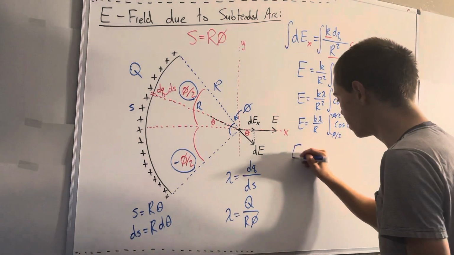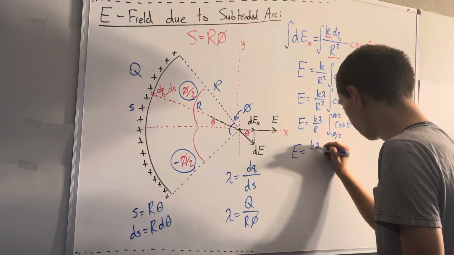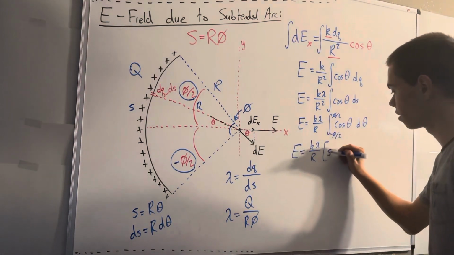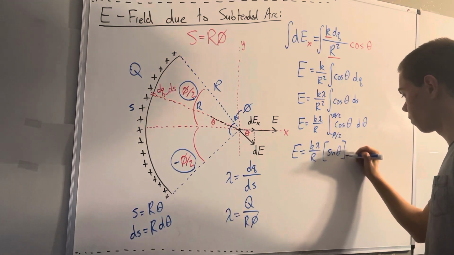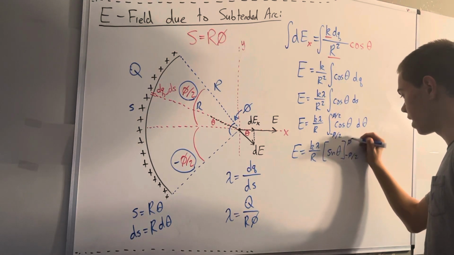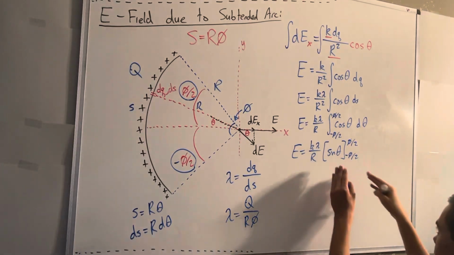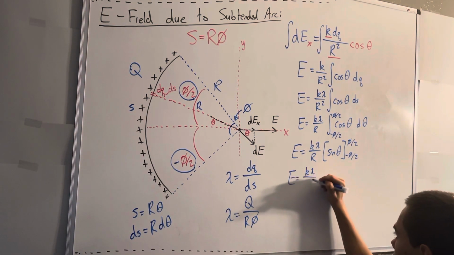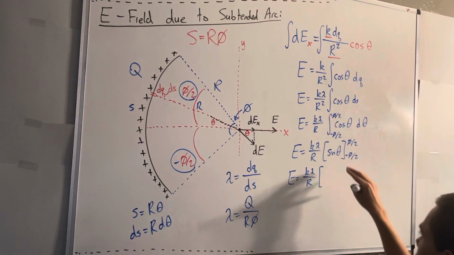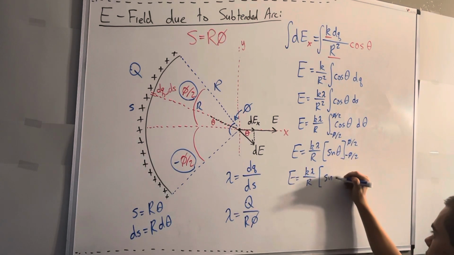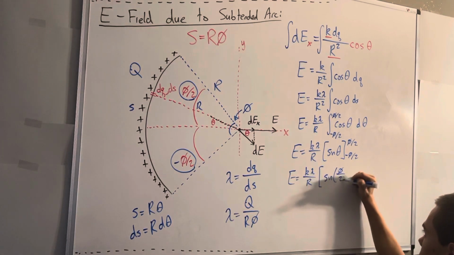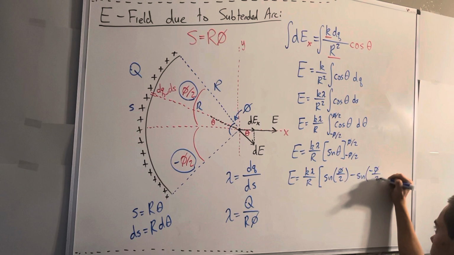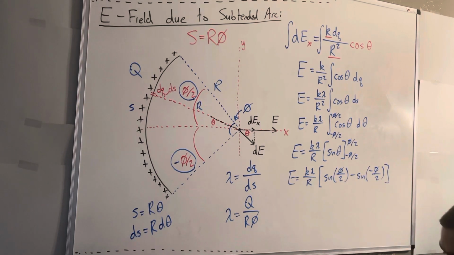So now we can integrate this, right? The integral of the cosine of theta is just the sine of theta, and we're going from negative phi over 2 to positive phi over 2. And so now we can perform our substitution. This is just going to be the sine of phi over 2 minus the sine of negative phi over 2.